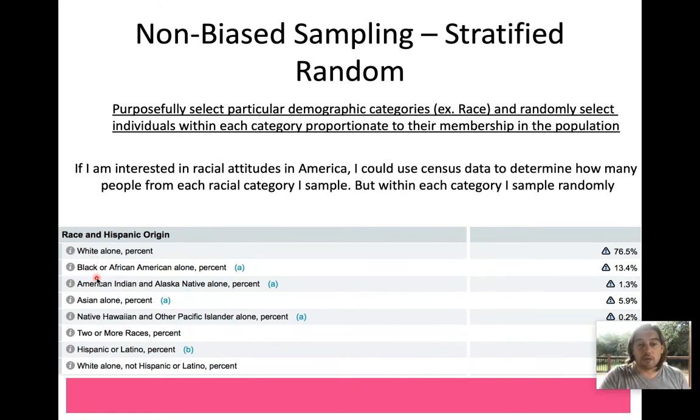Then I have to move on to Black or African American and do the same thing. American Indian or Alaskan Native and do the same thing. So you can see that it becomes unbelievably complicated to do this if you have really more than one demographic variable that you're interested in sampling along. So generally when you see this done, it's only going to be done with a single demographic variable.